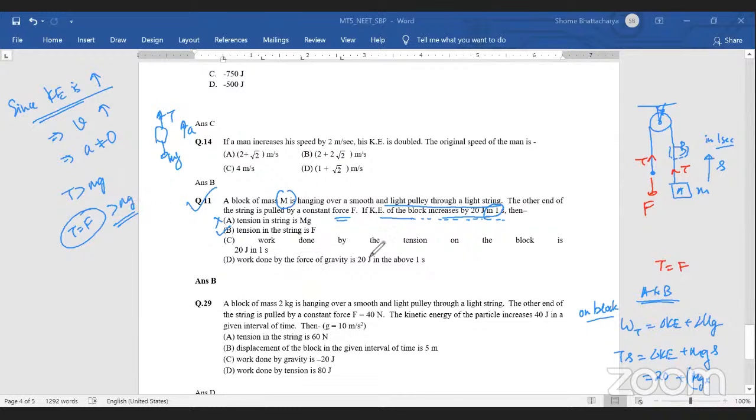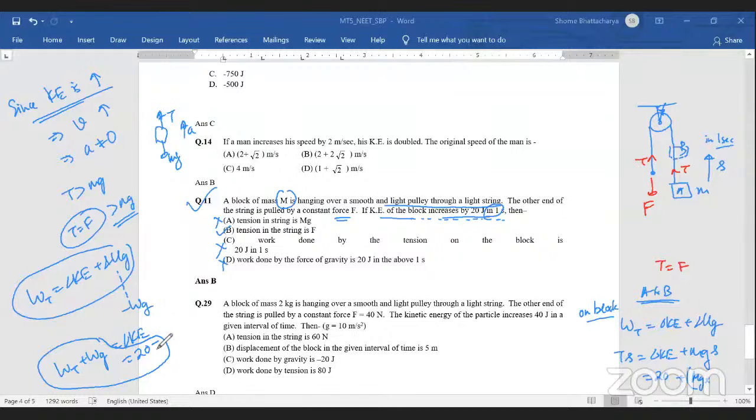Okay, now the work done by the tension on the block is 20 joules in 1 second. That is wrong, because the work done by the tension is equal to the change in kinetic energy plus the change in gravitational potential energy. So that is why this option is wrong. Okay, and work done by gravity is this much. That's also wrong, because work done by gravity is this. So work done by tension plus work done by gravity, the sum of these two is equal to 20 joules. This is the correct statement. Okay, the sum of work done by gravity plus work done by tension, that is 20 joules. So that's why option C and D are wrong.